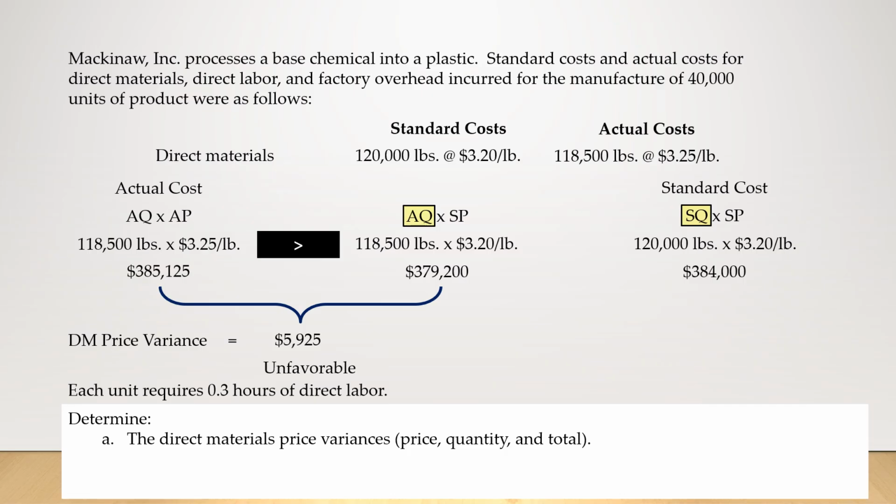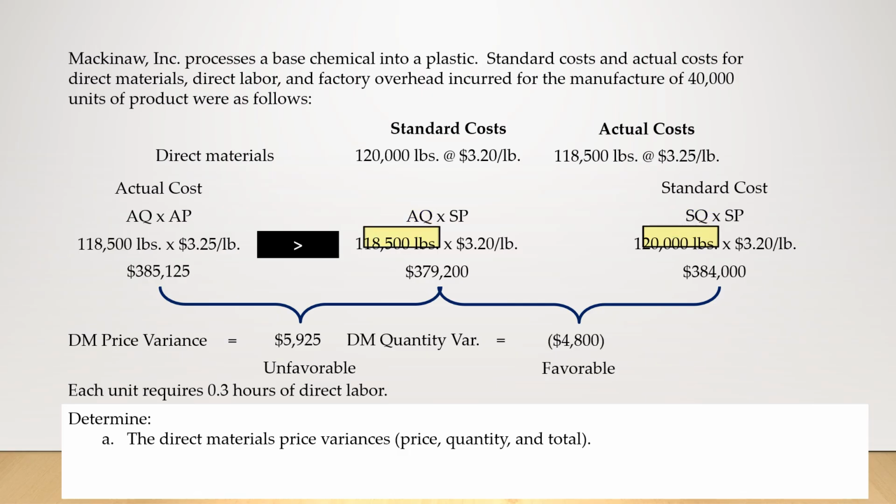The difference between the standard cost and what we should have paid at the actual production level is the direct materials quantity variance, or $4,800. Favorable or unfavorable? This one is favorable. Here we compare the standard amount of materials used to the amount of materials we should have used. In this case, the actual quantity is less than the standard quantity, meaning we were able to produce these 40,000 units with less materials than we planned. That makes this variance favorable.